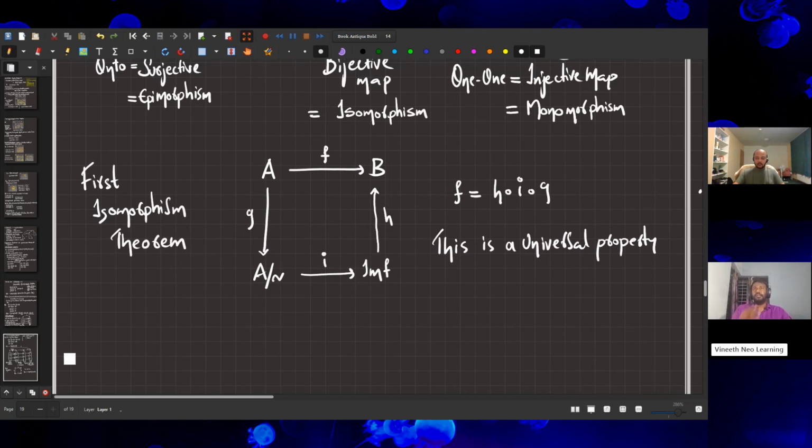This commutative diagram is known as the first isomorphism theorem. This is a universal property, meaning true for any map, true for any function. Any function can be decomposed as this.